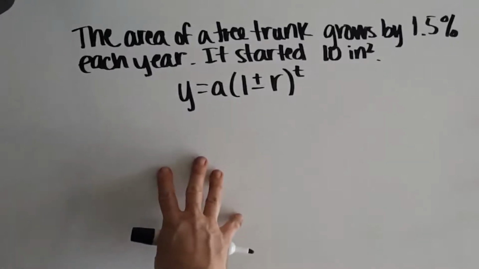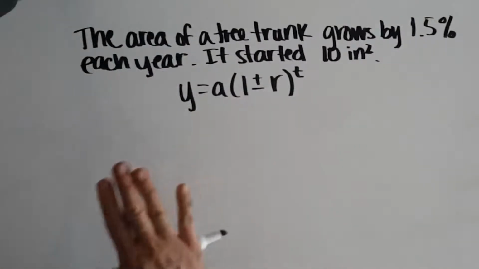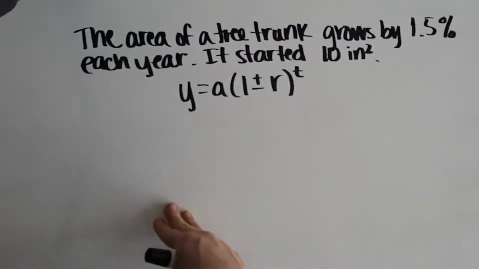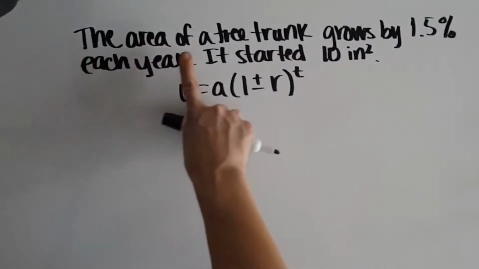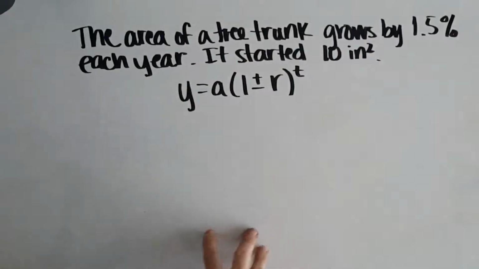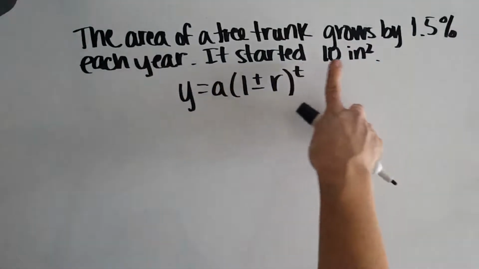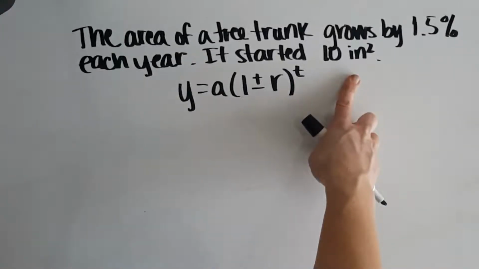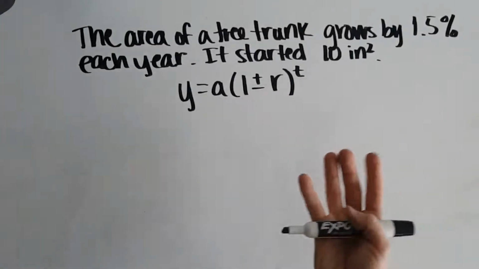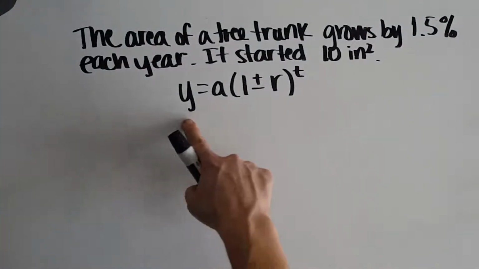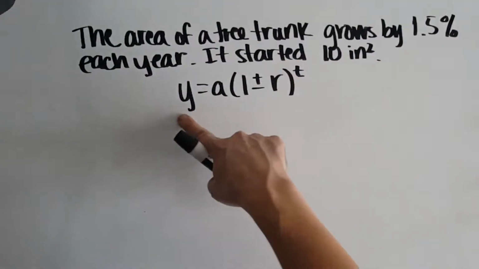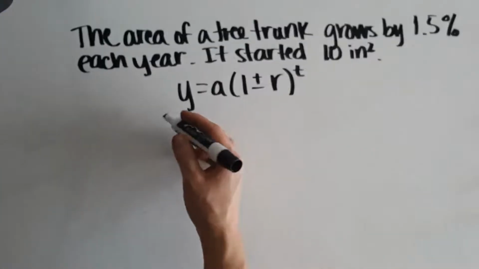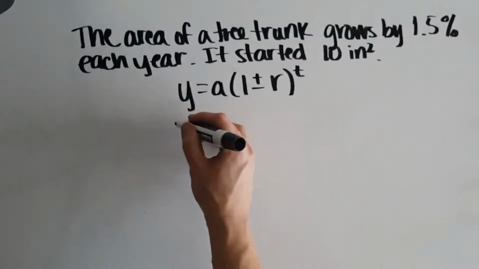There's this thing called the basal area of a tree, and it's the cross-sectional area of the trunk 4.5 feet from the ground. Not that any of that matters. However, if we have an area of a tree trunk and it grows by 1.5% each year, and it started at 10 square inches, they want us to write an equation to show the basal area as a function of time. Well, because they gave it to me as a percent, I'm going to use this form of my equation. So we need our A, we need our R, and we need to decide our sign.